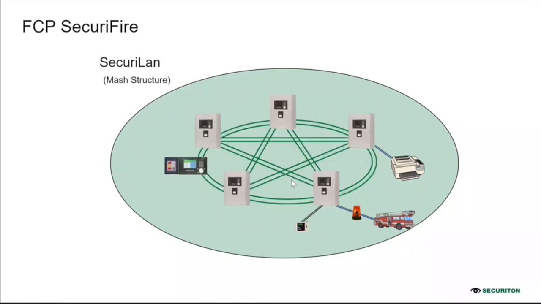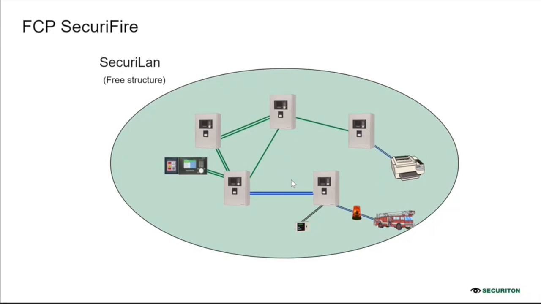We can also realize a different configuration. So we also have a different topology of configuration. Whenever it's not possible to realize the loop, we can also work with a free structure. In this example, we have a redundant connection from this panel to this panel, and a single connection between this panel and this panel.